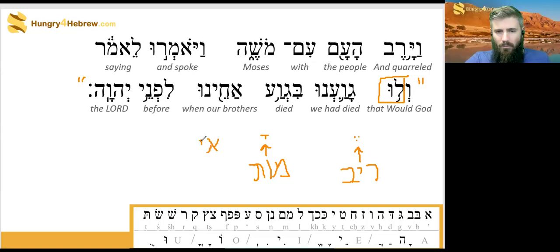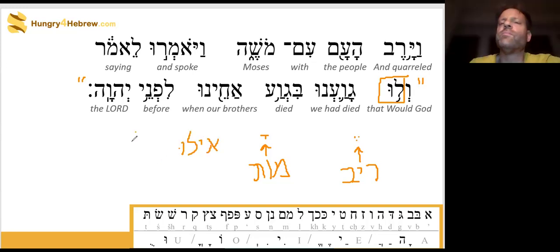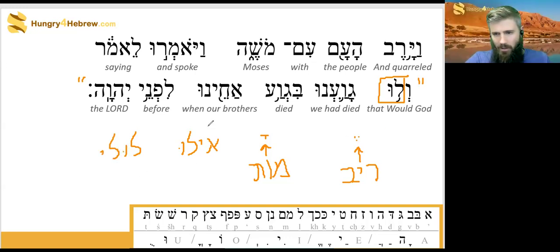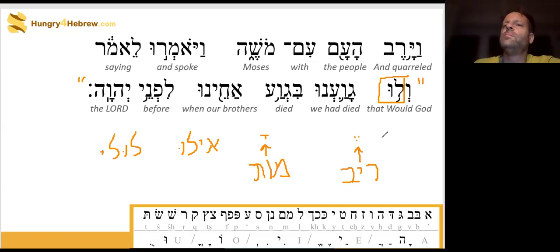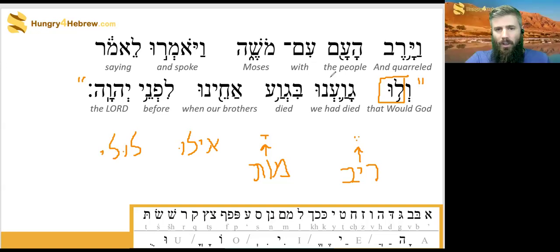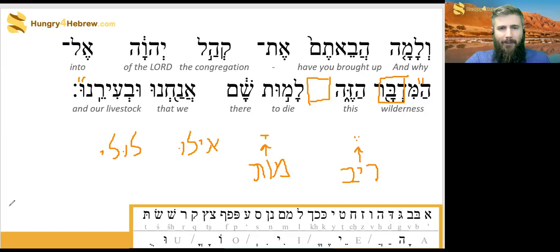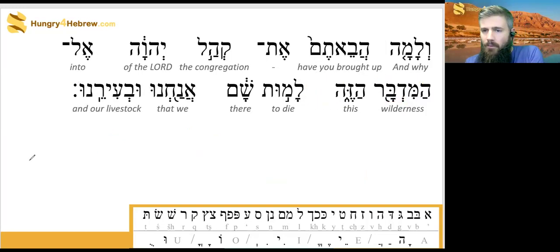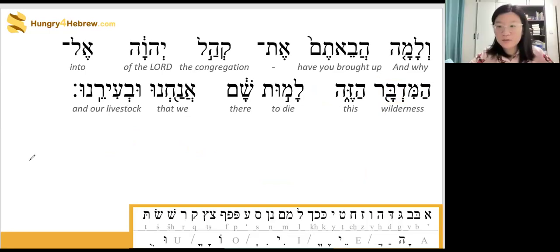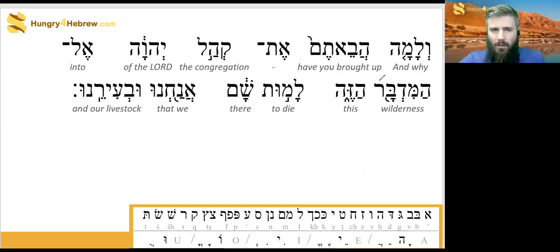Ilu is another possibility in Hebrew. Also lule. All three of these basically mean the same thing. If only we knew, katal suffix, had died, bigva, in the dying, I guess, of achenu, our brothers, lifnei Adonai. And let's see. Annie, is it your turn to read? Okay. And then Jesse, you've got the next one.